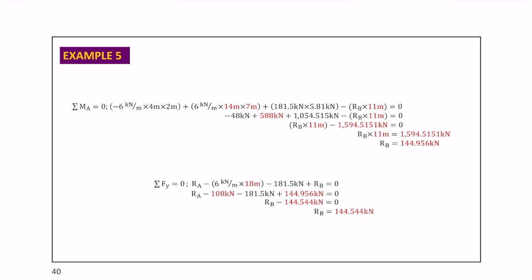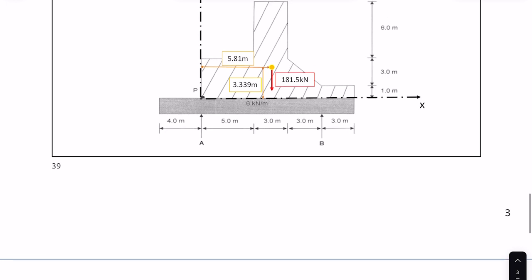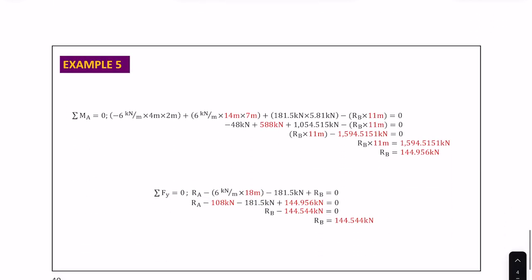Then the 6 kilonewton per meter times 4 times 2 meter is from the beam yang dekat kiri ni, because this beam dia counterclockwise. So the load is 6 kilonewton per meter times the length of the beam, which is 4 meter, and from the centroid to A is 2 meter. Therefore, dia jadi macam ni, and negative because of counterclockwise.